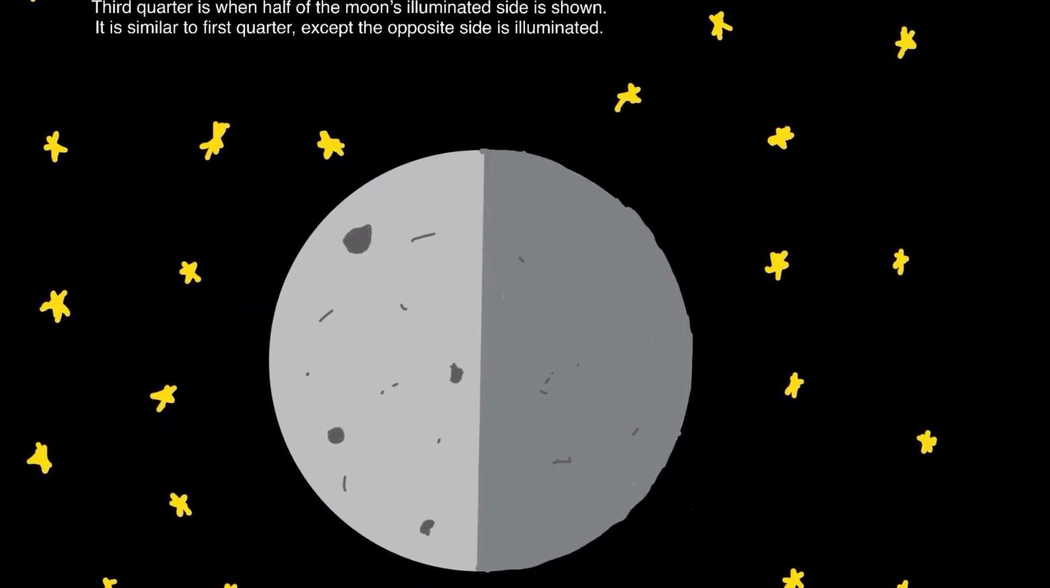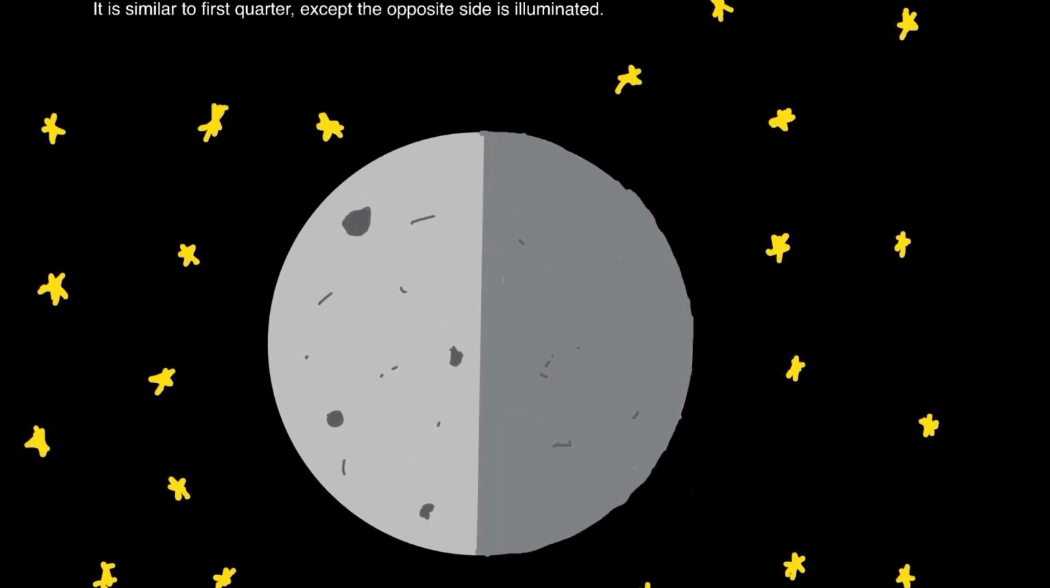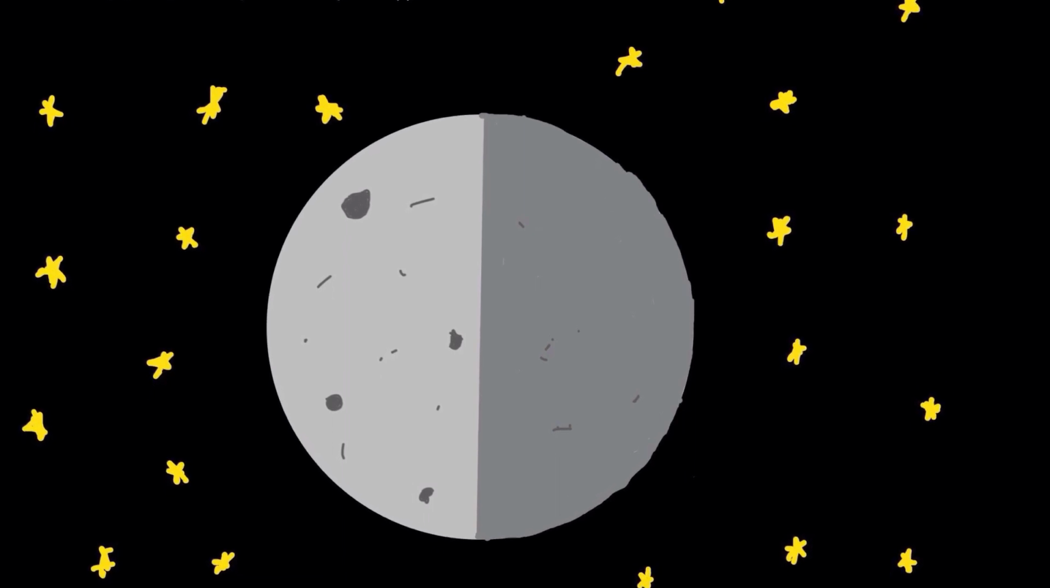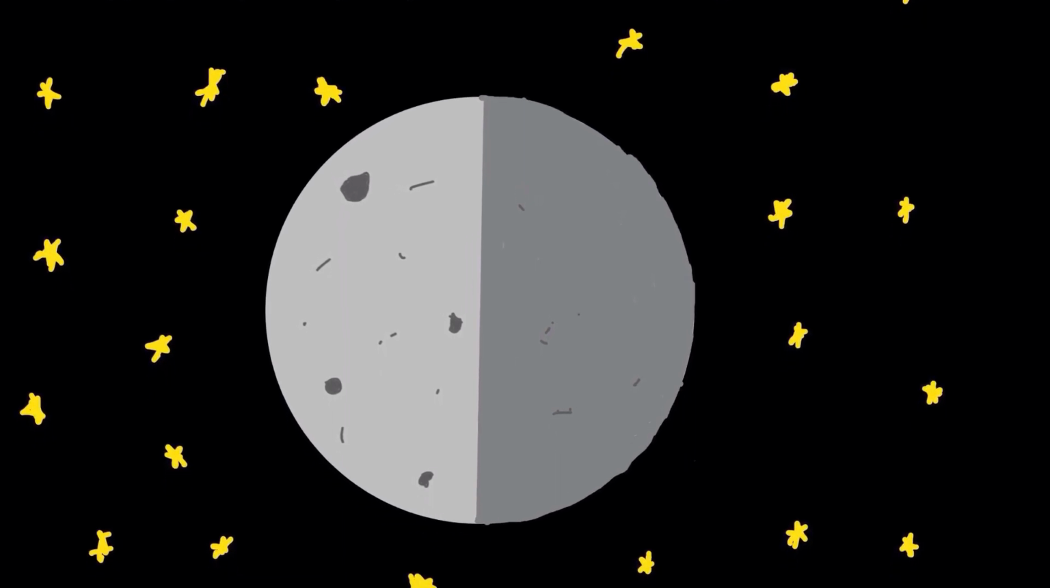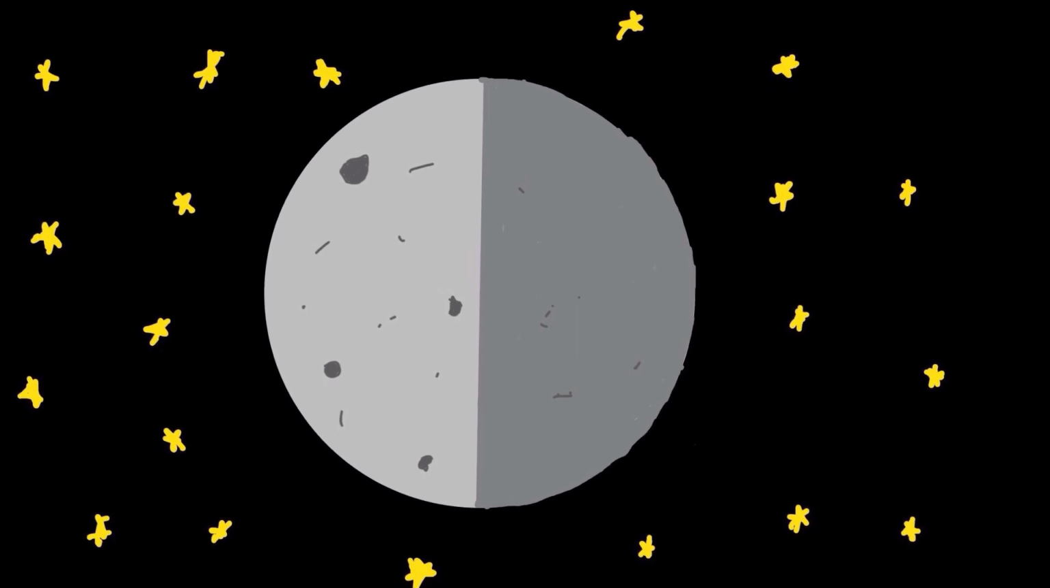Third quarter is when half of the moon's illuminated side is shown. It is similar to first quarter, except the opposite side is illuminated.